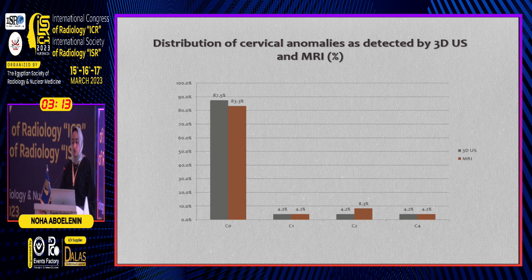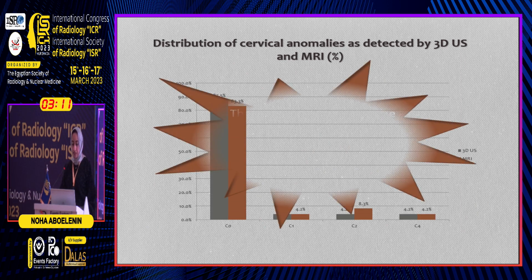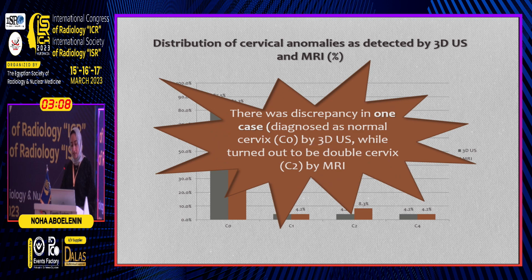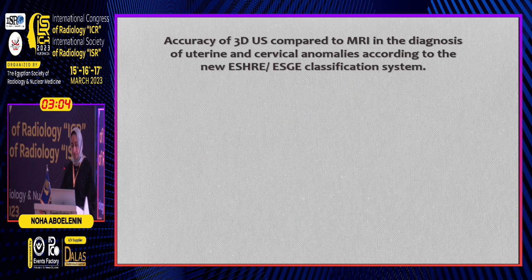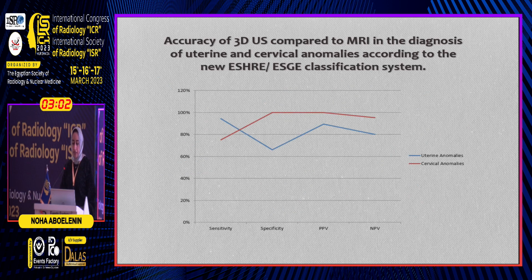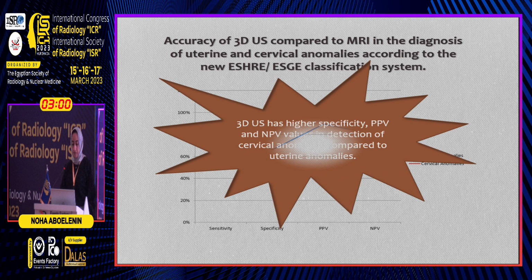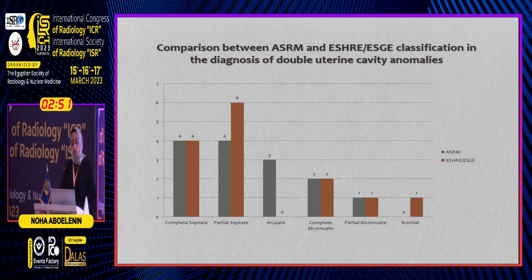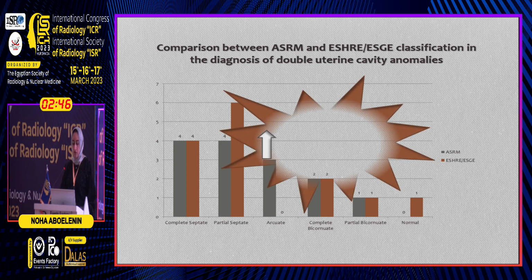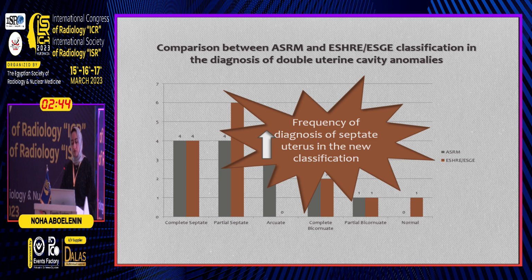This chart shows the distribution of cervical anomalies as detected by 3D ultrasound, and there was discrepancy in one case diagnosed as a normal cervix by 3D ultrasound and turned out to be a double cervix by MRI. This chart shows the accuracy of 3D ultrasound compared to MRI, and we found that 3D ultrasound has a higher specificity, positive predictive value and negative predictive value in detection of cervical anomalies compared to uterine anomalies. In comparison between the American and European classification systems, we found that there is increased frequency of diagnosis of septate uterus in the European classification.